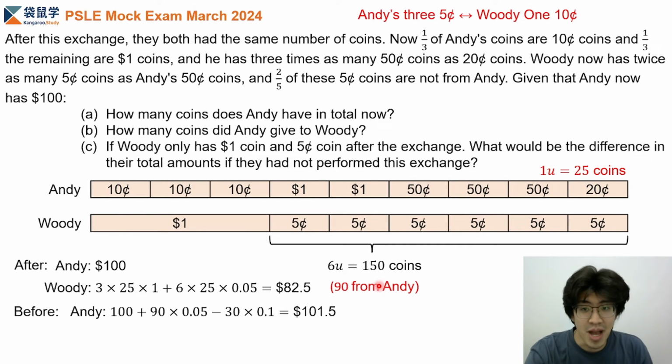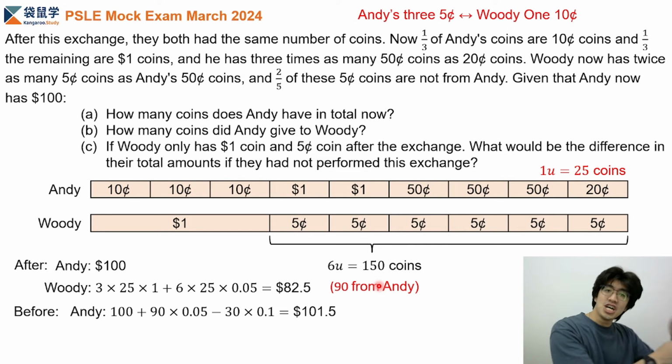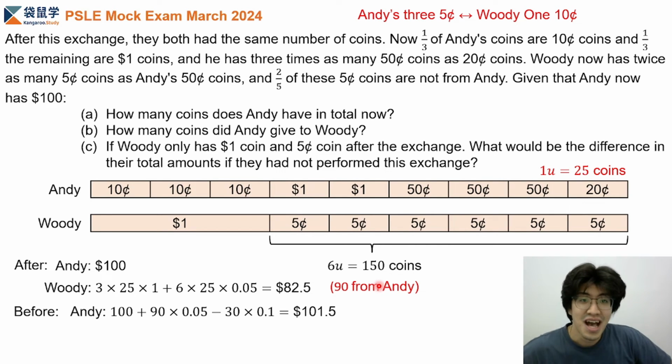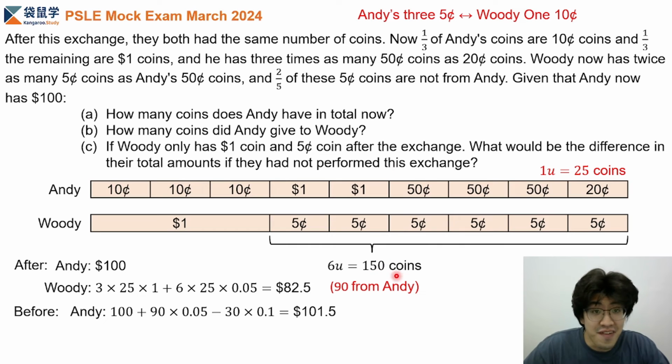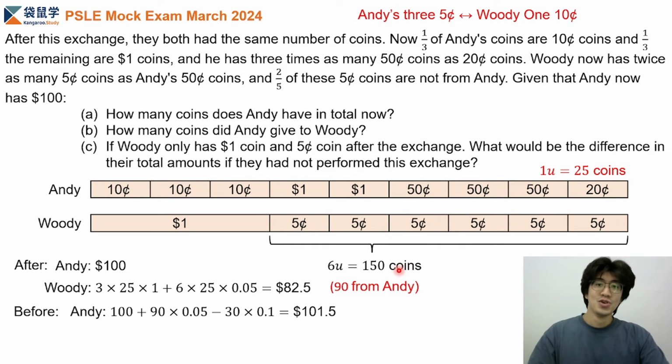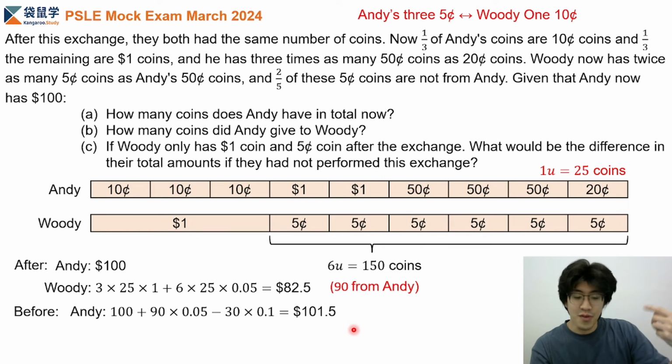And then at the same time, Andy would also have to return some coins to Udi. How many to be exact? Since 3 5 cents correspond to 1 10 cents, then 95 cents, that will correspond to 30 10 cents. So 30 10 cents will have to return to Udi. So then we subtract. So we get 101.5. So that's exactly the amount of Andy before the exchange. So what happened to Udi? Well, we basically do the same, but then in opposite way.